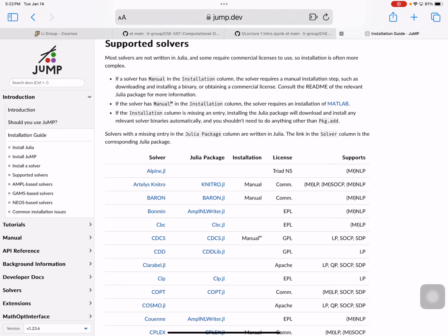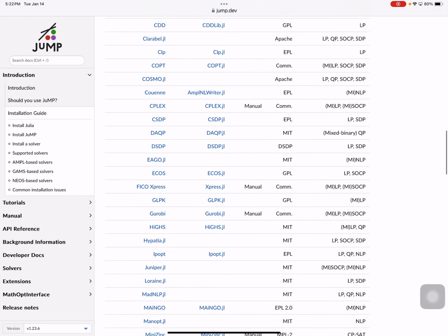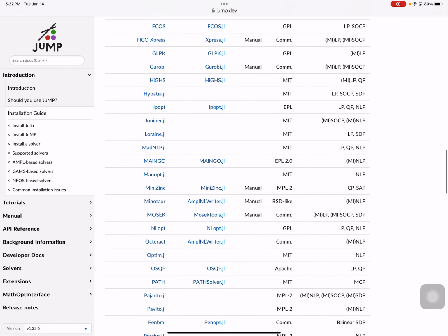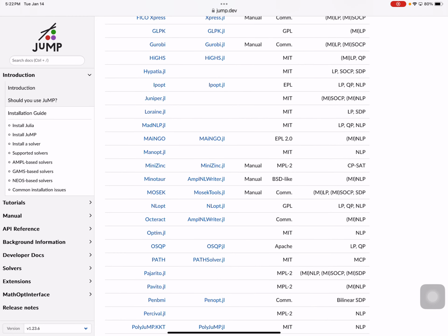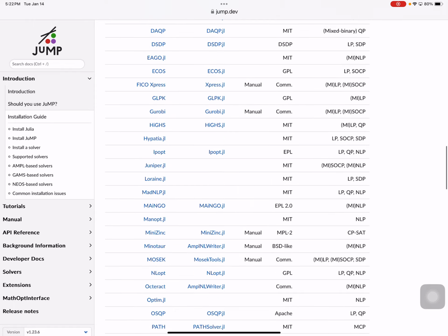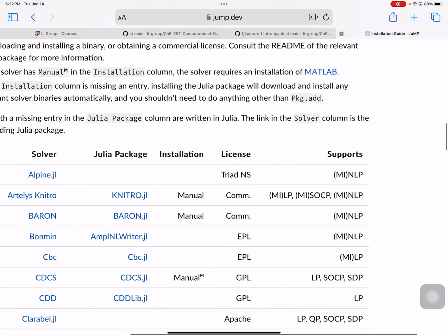So there is a link you can find where it has a list of literally most of the optimization solvers nowadays. And then the last column here will tell you what type of problem this particular solver can solve. For example, Alpine.jl can solve mixed integer nonlinear programs. That's sort of the most general problem we talk about, right?